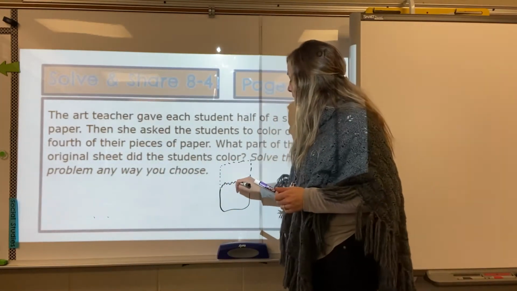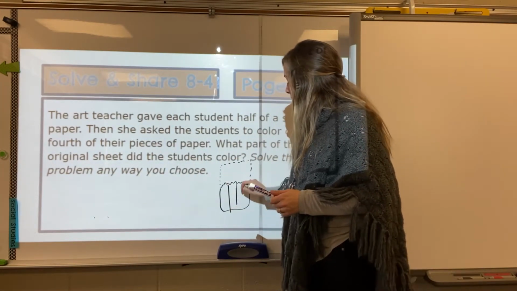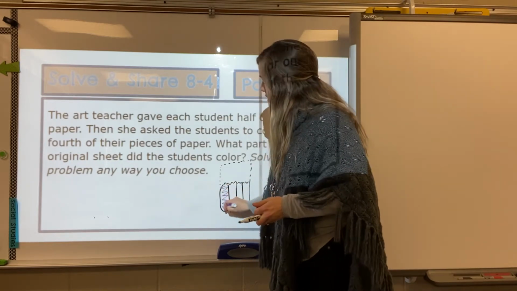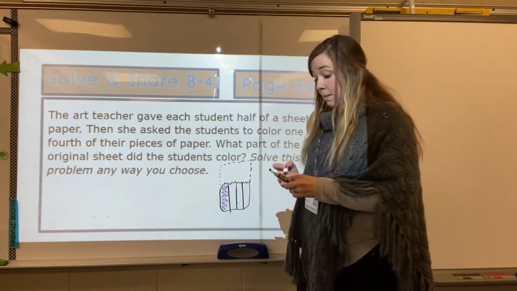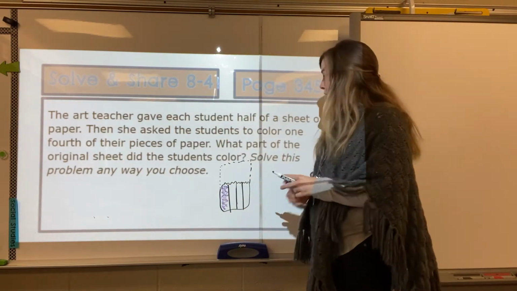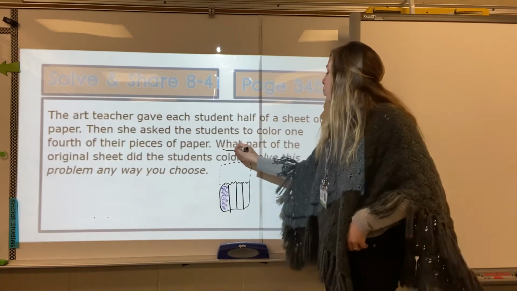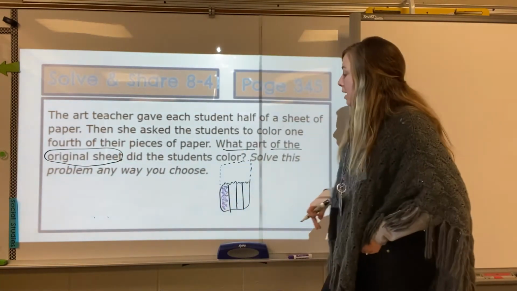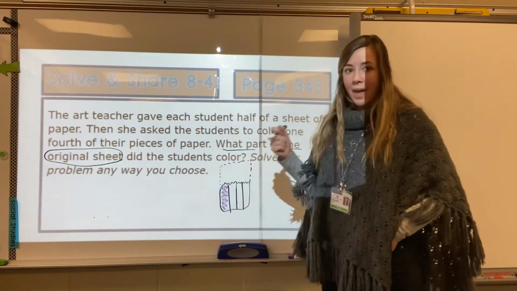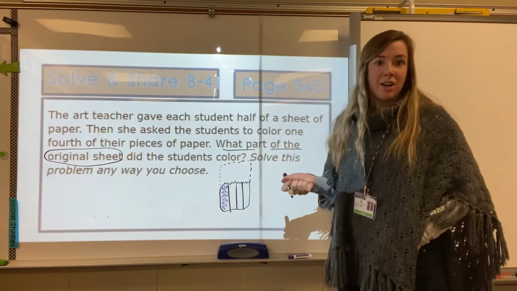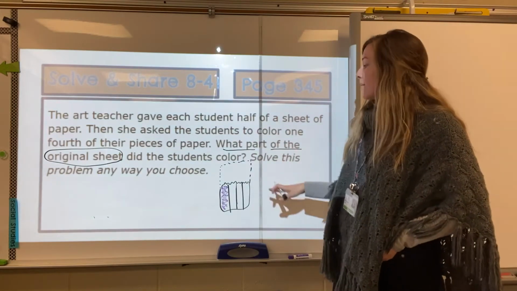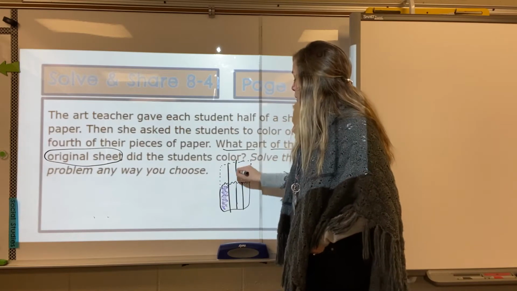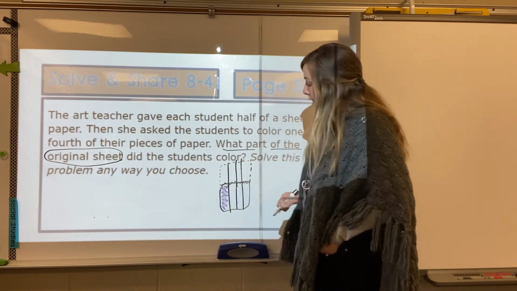So I'm going to split this in half and then each side in half to get to fourths. And then I'm going to color in this section right here. But my question is, what part of the original sheet did the student color? So we want to know the whole sheet. We just don't want the half sheet, or else obviously it's 1/4. It tells you that in the problem. That's not what it's asking. What it wants to know is how much of the whole sheet of paper did they color?